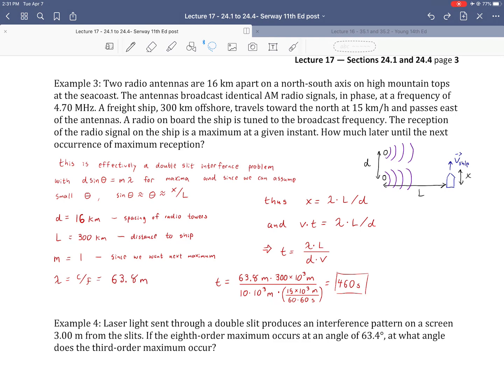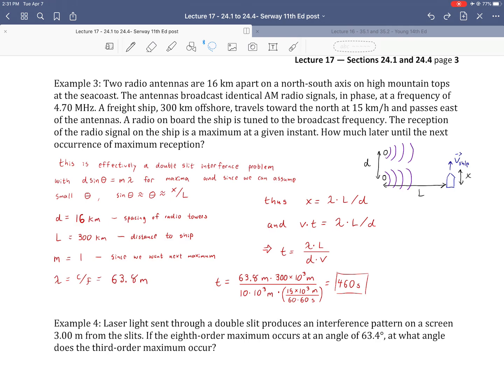I'm just going to confirm that on the calculator to make sure I didn't change any of those values. So I'll take the speed of light, 3 times 10 to the 8 meters per second, and divide it by our frequency of 4.7 megahertz, which is just 4.7 times 10 to the 6. Sure enough, I get 63.8 meters.